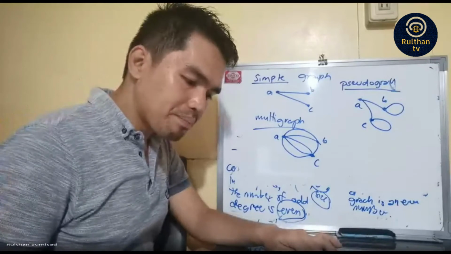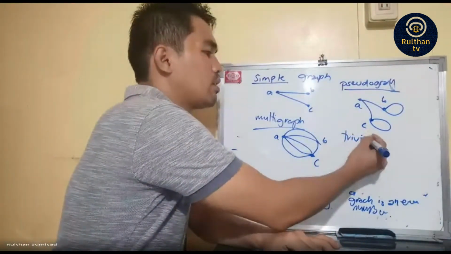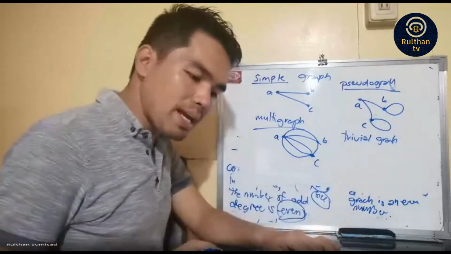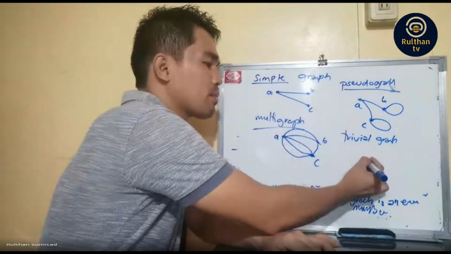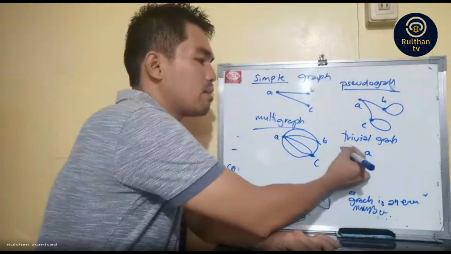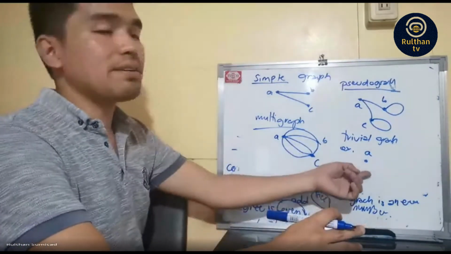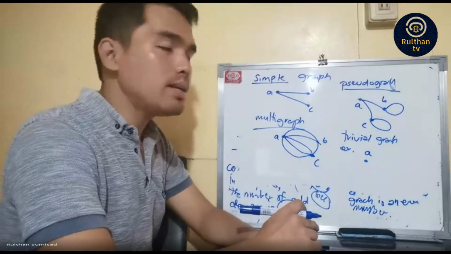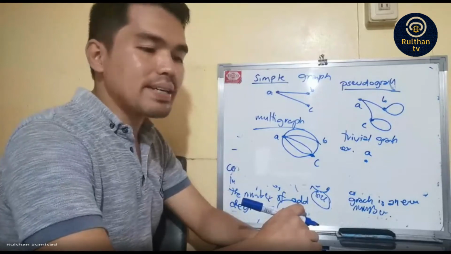Next is a trivial graph. A trivial graph is simply a graph with one vertex and no edge. So for example, this is A. This is an example of a trivial graph because there is a vertex and it so happens that there is no edge. Okay? So that's an example of a trivial graph. Next is a regular graph.